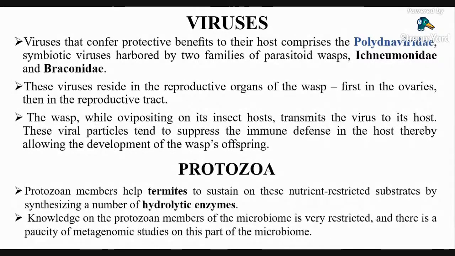Next is symbiotic protozoa. These symbiotic protozoan members help termites to sustain on nutrient-restricted substrates by synthesizing a number of hydrolytic enzymes.